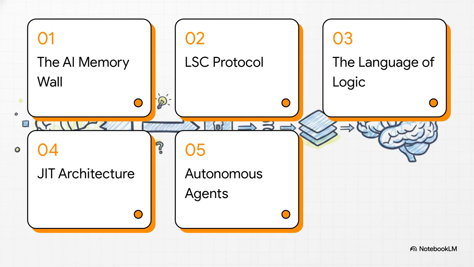We're going to walk through this just like a real ops manual. First up, we'll define what we mean by the AI memory wall. Then we'll introduce the LSC protocol as the fix. After that, we'll break down its core language, which is called HDLF, look at the just-in-time architecture that actually makes it all work, and finally, we'll get into its most exciting application, memory for autonomous agents.